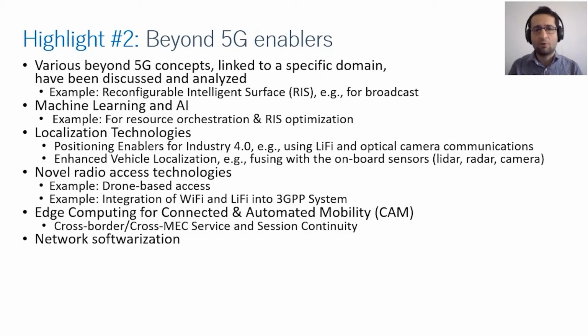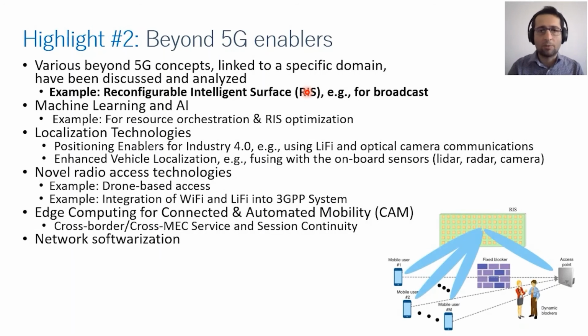Second group of highlights is for beyond 5G enablers. Various concepts have been considered here for specific domains, like here the architecture. One example here is the configurable intelligence services that can be used for broadcast. There were considerations for the integration of machine learning and AI that can be also used, particularly for resource orchestration and also for the risk optimization.